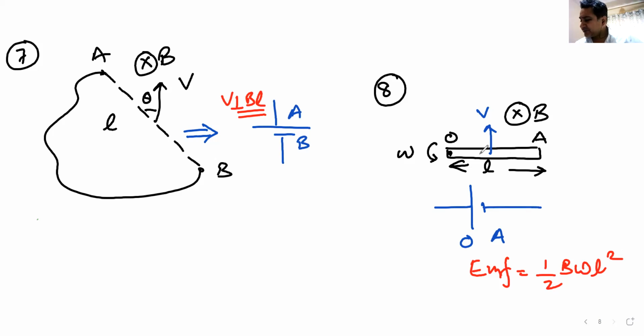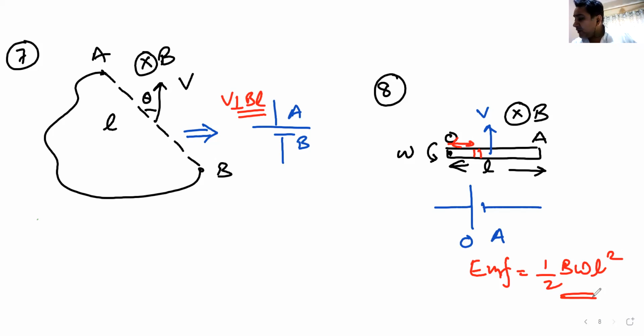How did I do it? I break it up into small parts. Velocity of this part will be omega into x. Induced EMF will be B omega x dx. Integrate that from 0 to L, you get L square by 2. That is how you get it. Got it? Yes, sir.